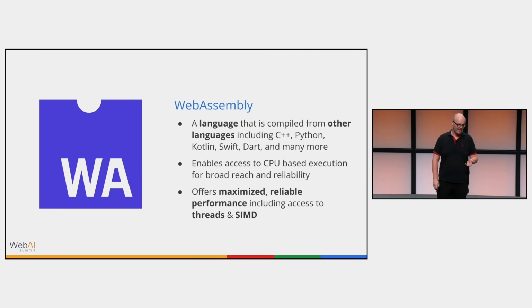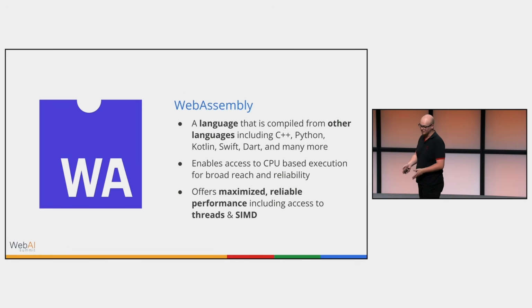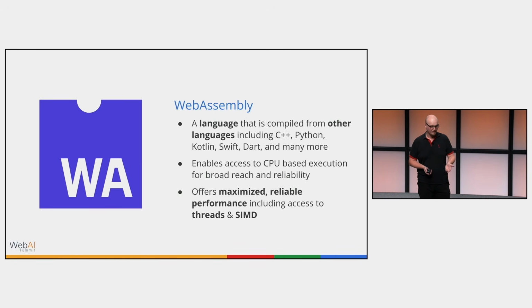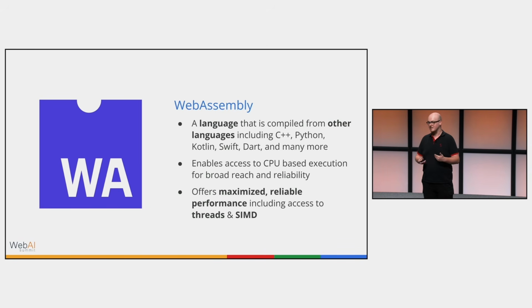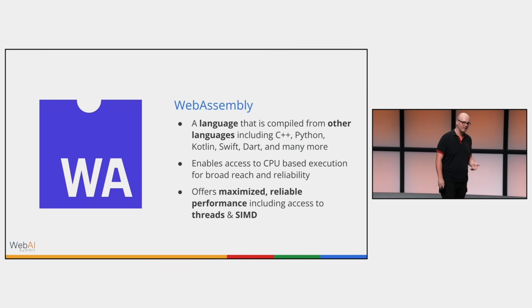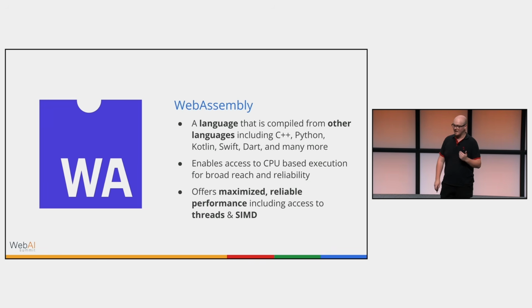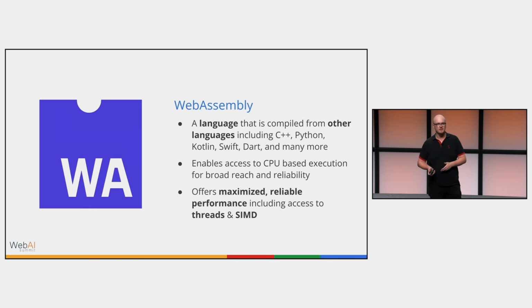So I want to briefly dive into each of these different compute abstractions and talk to you about them in detail for just a little bit. WebAssembly, which hopefully a lot of you know about, is a language that is compiled from other languages, including things like C++, Python, Kotlin, Swift, Dart, and by now many more languages. And I want to pause here because normally people talk about the performance of WebAssembly, which I'll get to when it comes to AI. But the language support and compatibility is also actually a really unique advantage.